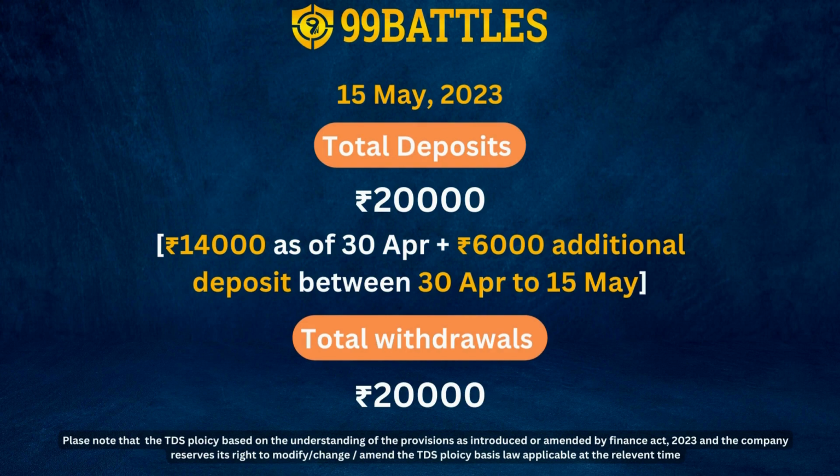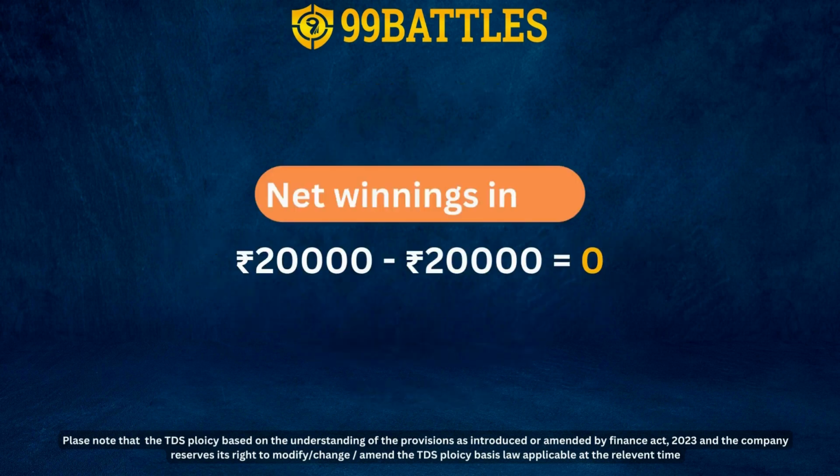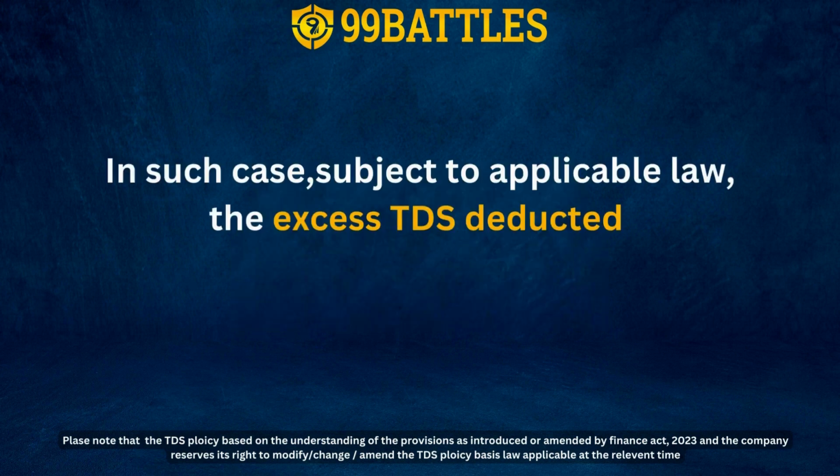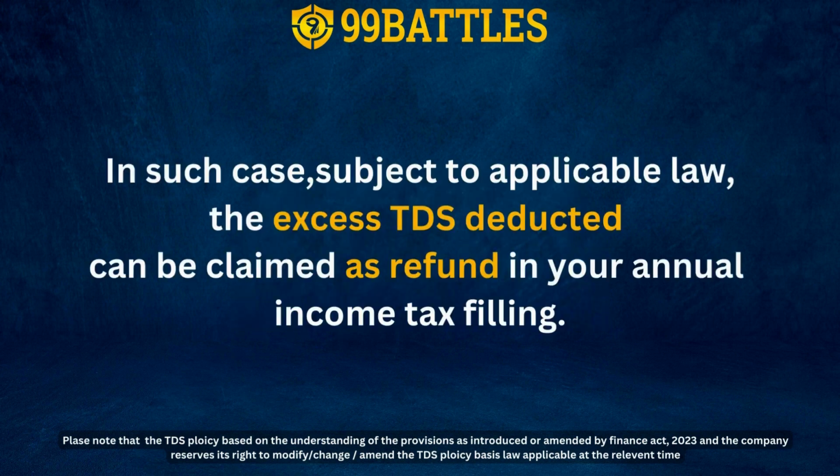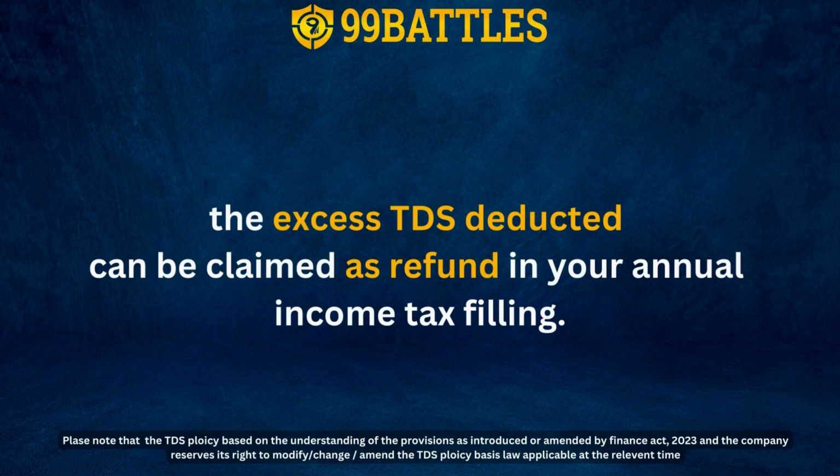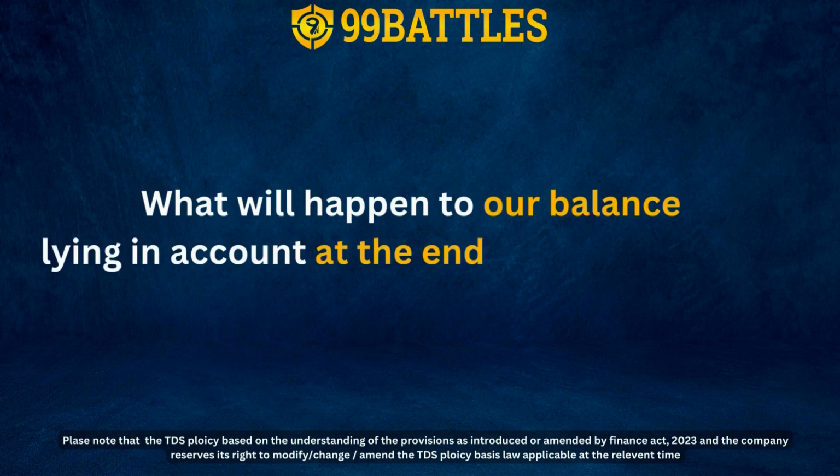Rupees 14,000 balance on 30th April plus Rupees 6,000 additional amount deposited during 30th April to 15th May, and your total withdrawals in the financial year is Rupees 20,000. Net winnings in the financial year is Rupees 20,000 minus 20,000, that is 0. In such case, subject to applicable law, the excess TDS deducted can be claimed as refund in your annual income tax filing. What will happen to your balance lying in the account at the end of the financial year?